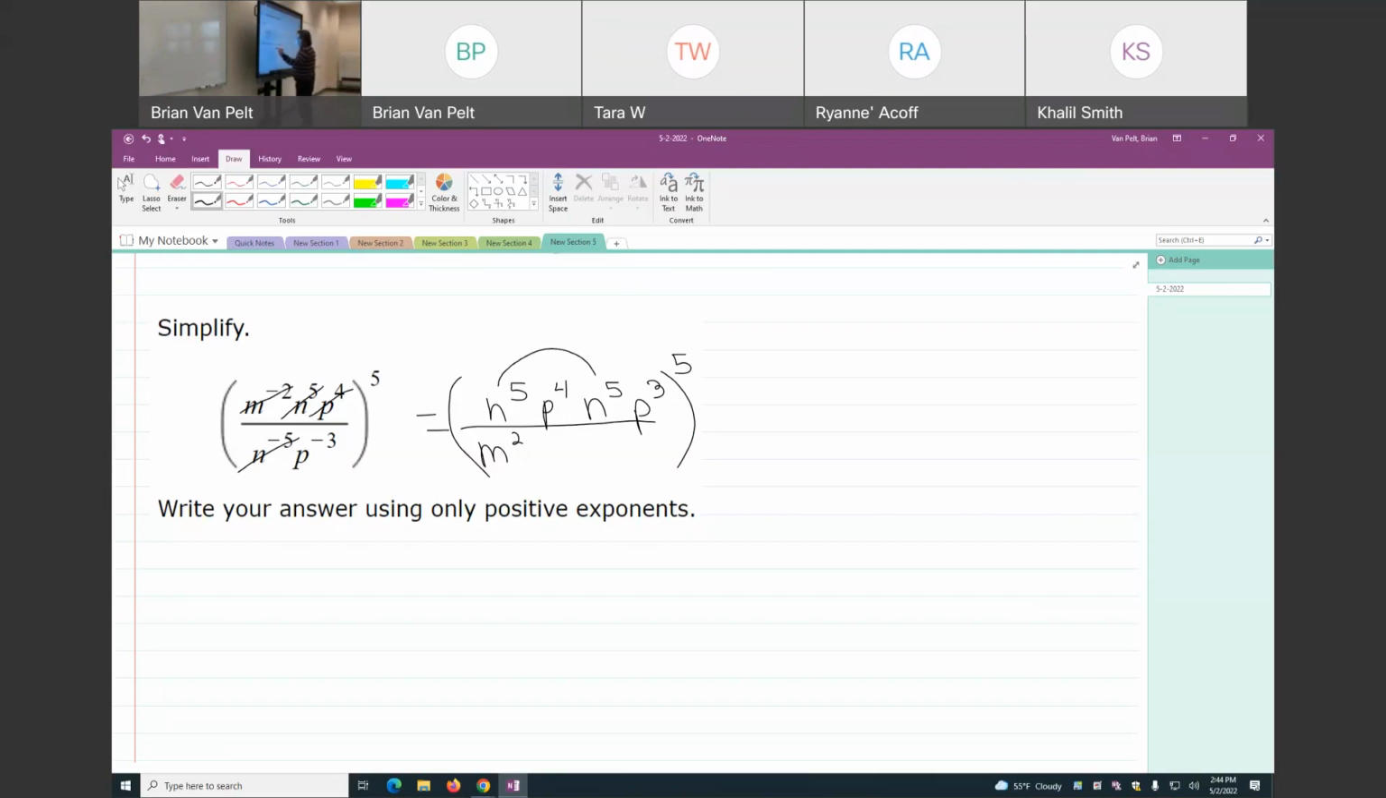N to the 5th and n to the 5th. N to the 10. How about p? P to the 4th and p to the 3rd. P to the 7th, right? And then n squared, right? All of this is raised to the 5th power. That's exactly right. So you're going to have n to the 50th, p to the 35th. 2 times 5 is 10.